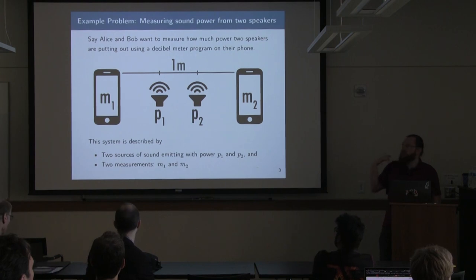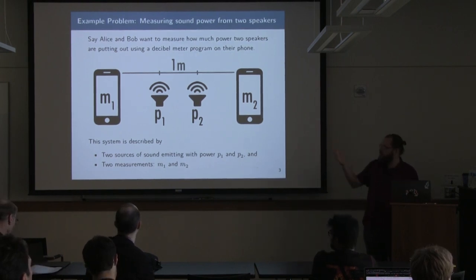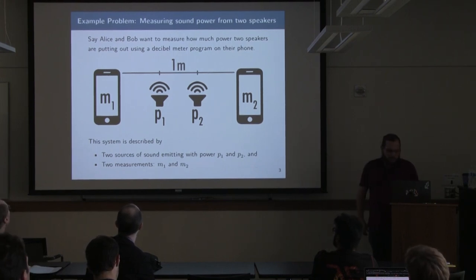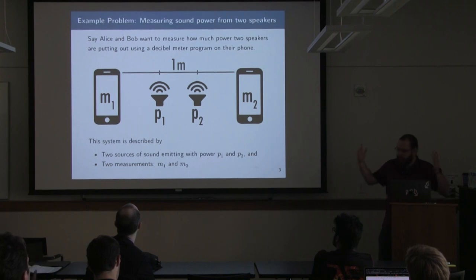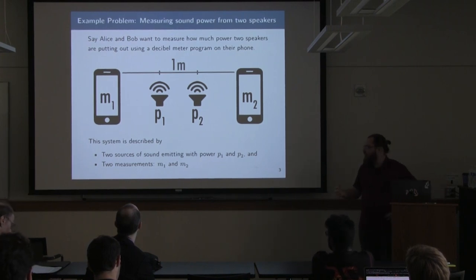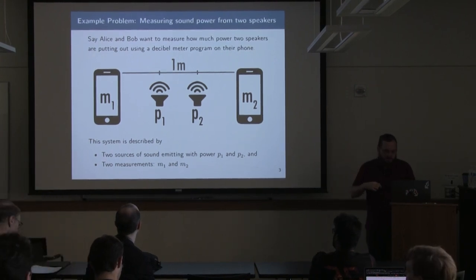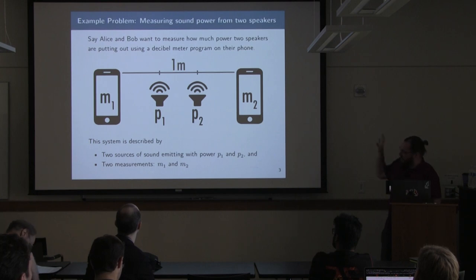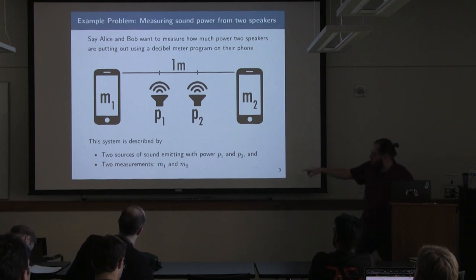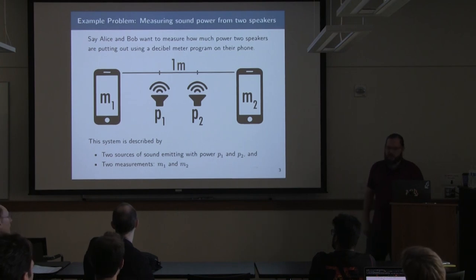Both people are positioned 1 meter away from whichever speaker they're closer to. So M1 is 1 meter from P1, the speaker, and M2 is 1 meter from P2. Alice and Bob want to take these measurements of how loud it is in the room, and figure out from that information whether they can deduce the output power of the speakers. So the quantities at play here are P1 and P2, the power of the speakers, and the two measurements that we take. How do we go about thinking about this type of problem?